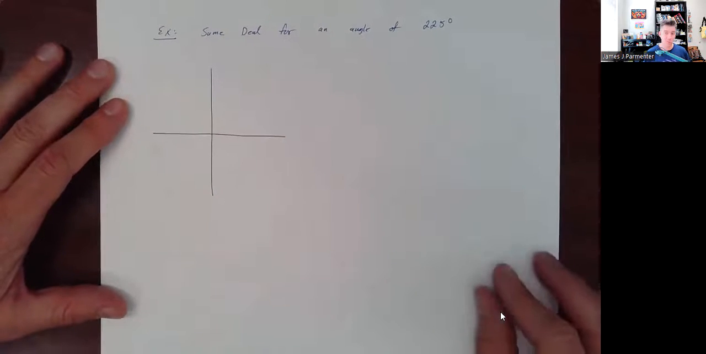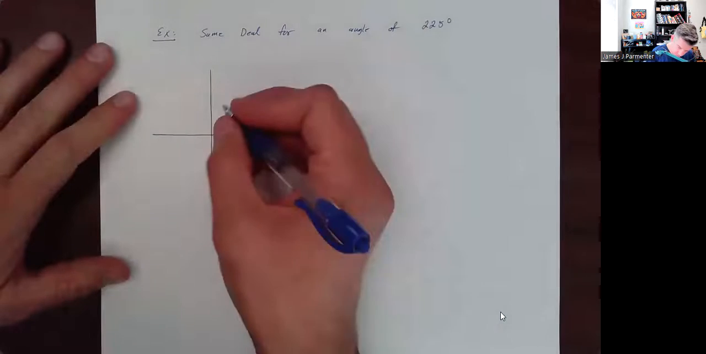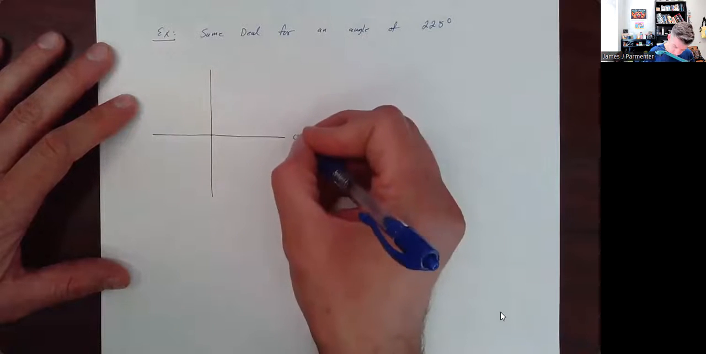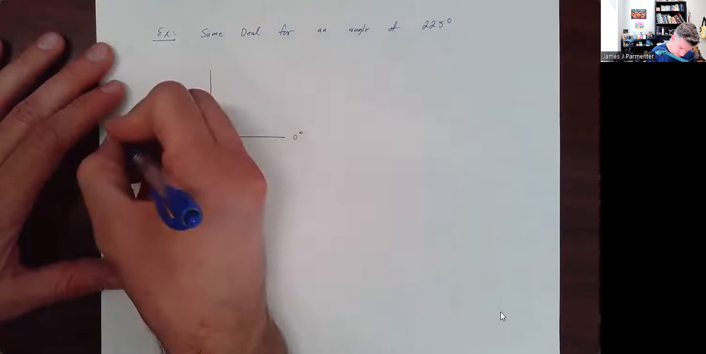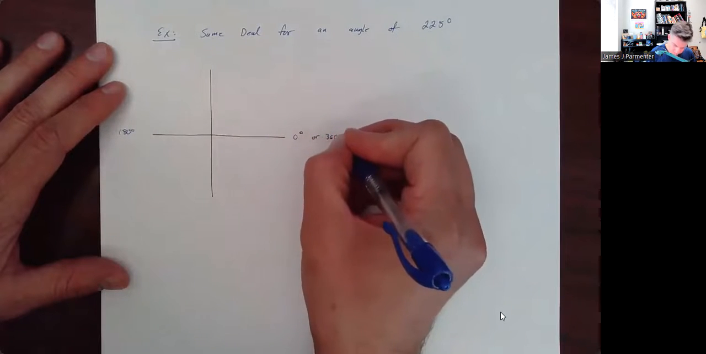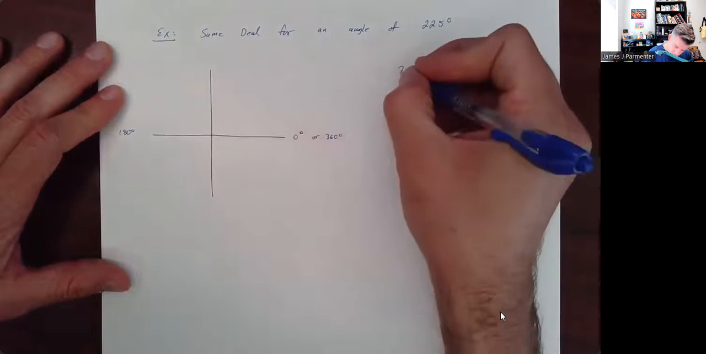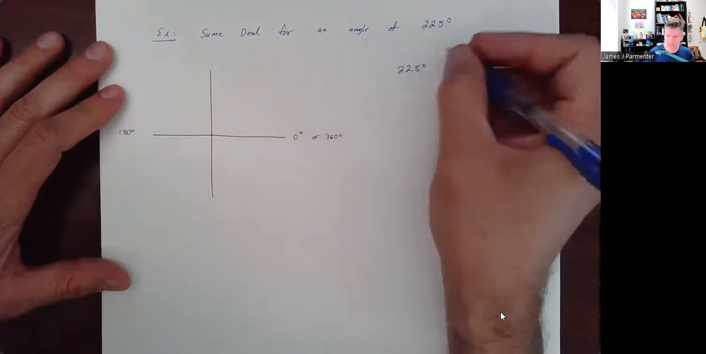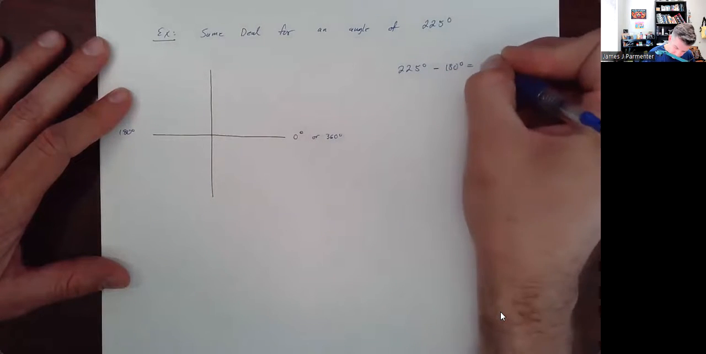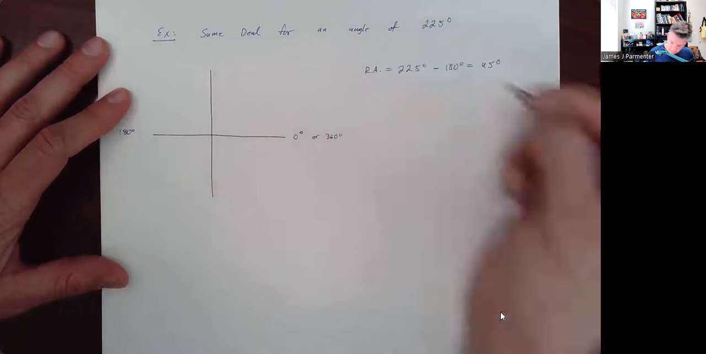When you do these problems, I would like you to draw it in the quadrant so you can see what's happening here. So 225, I should find the reference angle. Here's 0 degrees, here's 180 degrees, 0 degrees or 360. But I don't care about 360 because 225 is going to be right about there. So 225 minus 180 is 45 degrees, and that is my reference angle.